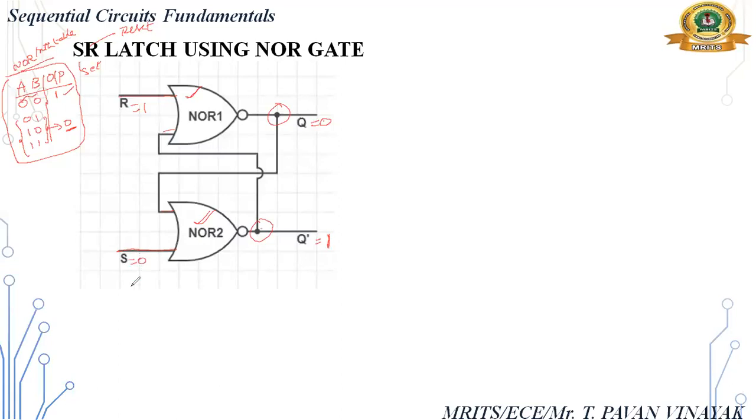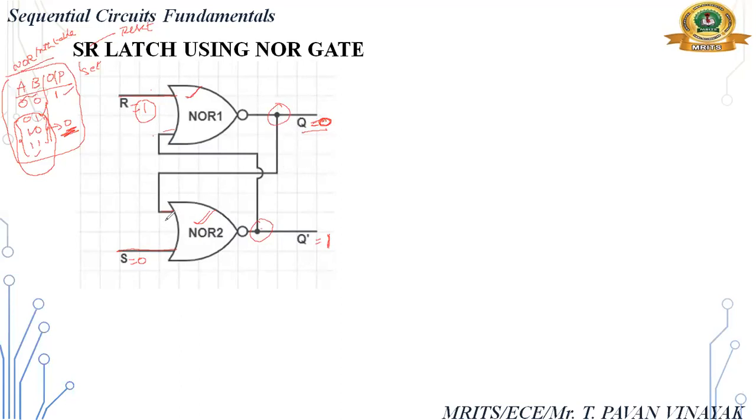S is equal to 0. Observe the truth table of the NOR gate here. Whenever any one input is 1, output is 0, right? Output is 0. So Q is always 0, right? Q is always 0. So this Q will come to here.